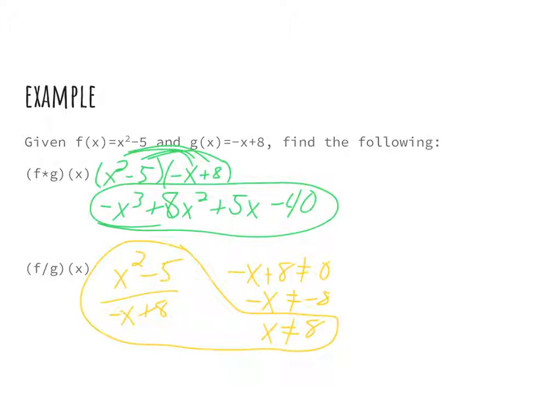So for multiplying them together, you should have gotten a negative x cubed plus 8x squared plus 5x minus 40. And for the division, you should have gotten x squared minus 5 over negative x plus 8, and your x value cannot be equal to 8.